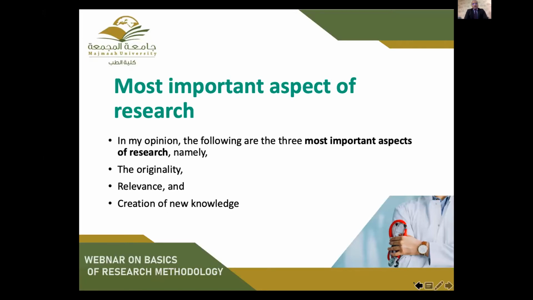So in my opinion, the most important aspects are originality, relevance, and the creation of new knowledge. These are the three basic pieces of information that we need to uphold and continue with throughout the research path that we follow. Originality, why?